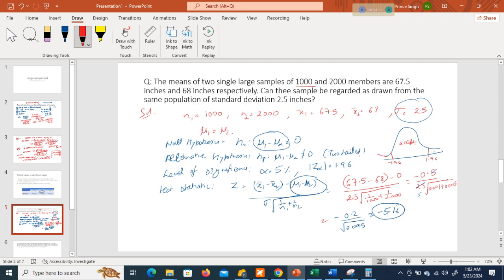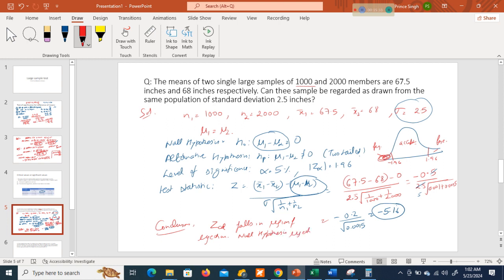and this is the rejection region. So because the value is minus 5.16, definitely it falls in the rejection region only. So what is the conclusion? Because Z calculated falls in a region of rejection, hence null hypothesis rejected.